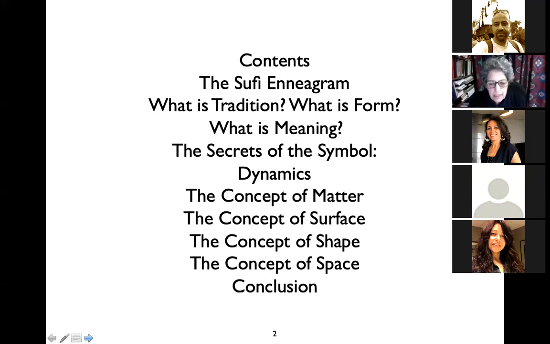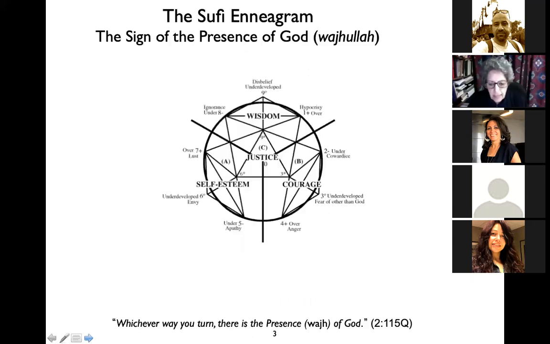Beginning with some of this, it's kind of a review of the spiritual warfare. What is tradition? What is form? What is meaning? And then the secrets of the symbol, dynamics, the concept of matter, the concept of surface, the concept of shape, the concept of space, and the conclusion. So in this course, we'll go into much more detail about the different architectural elements of matter, surface, shape, and space, and the dynamics of it.